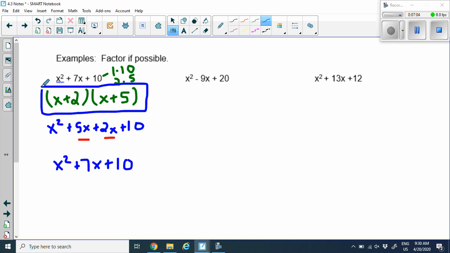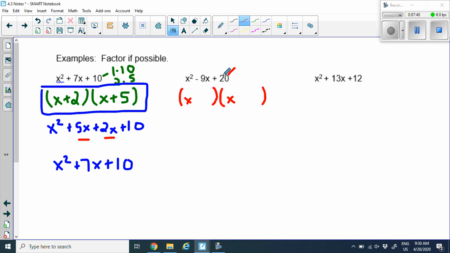Now, here's another thing. It really does not matter the order. So you could have had x plus 5 times x plus 2. That is all right. Okay, let's go ahead and try the next one. So we're going to do the same thing. So notice once again that our a value, or the number in front of the x squared, is 1. So that means we create our two sets of parentheses, and we do x and x. Now, we are trying to find two numbers that multiply to our constant, or the last term, and add up to the middle. That is very imperative to remember.